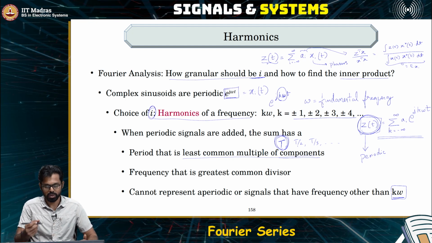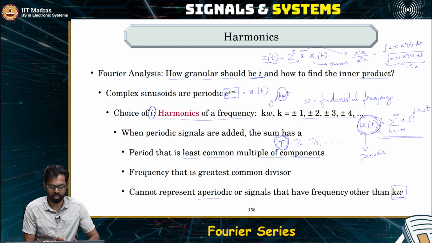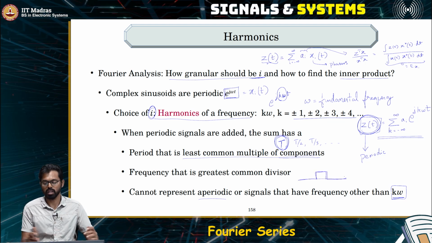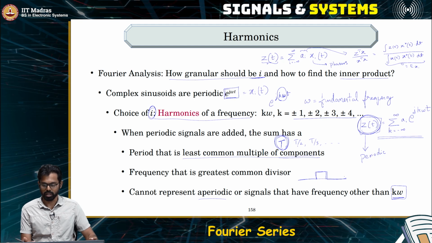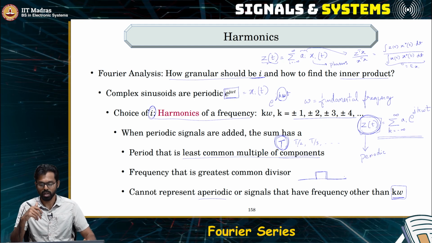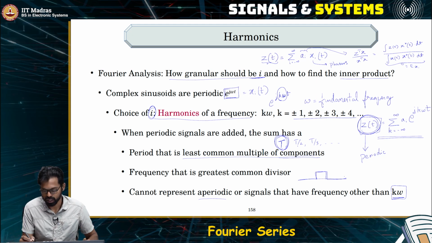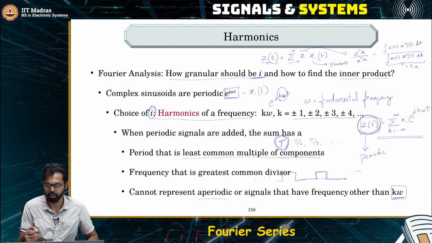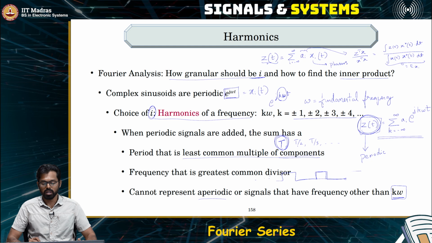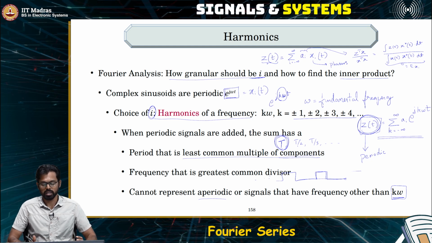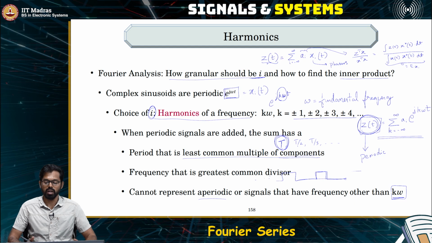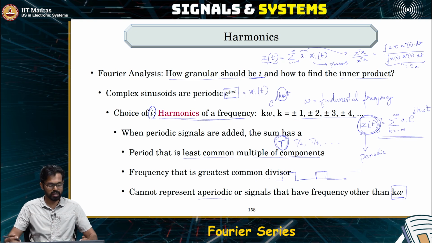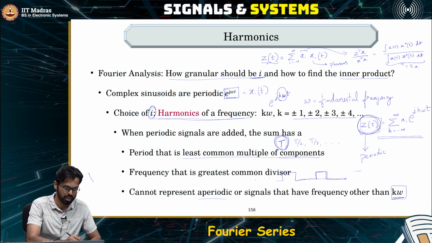Of course, if you use this choice of eigenfunctions, you cannot represent an aperiodic signal. For example, if you have a signal which is like this, and it does not repeat at all, this is an aperiodic signal. You cannot represent this signal using this choice of eigenfunctions. But if you can convert that into a periodic signal, then you can represent that. So representing a set of periodic signals which have a fundamental frequency omega through this choice of harmonics or harmonic phasors is what we would call the Fourier series.